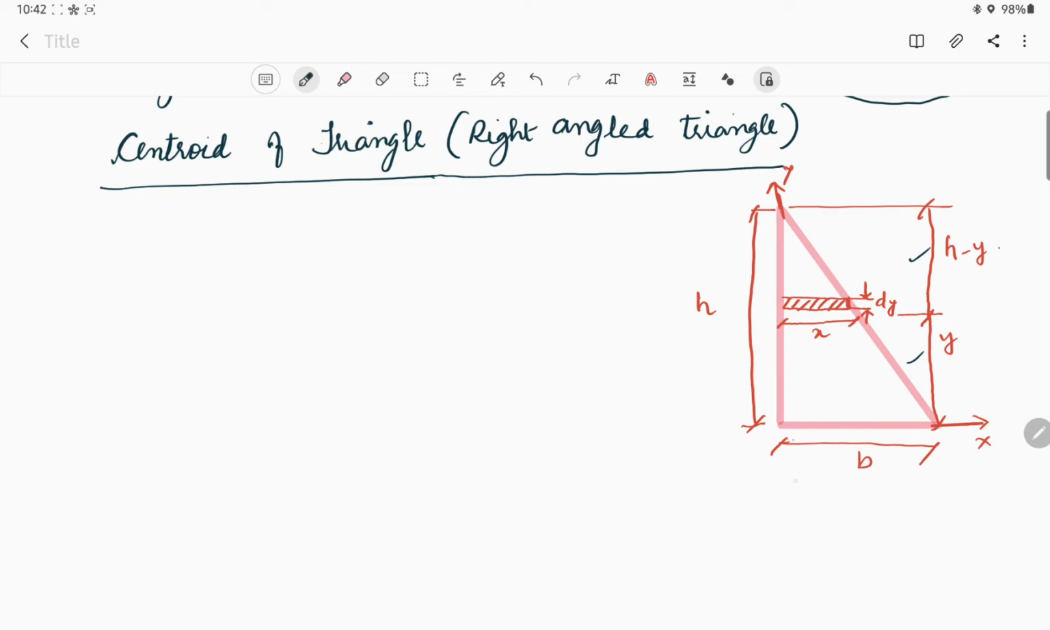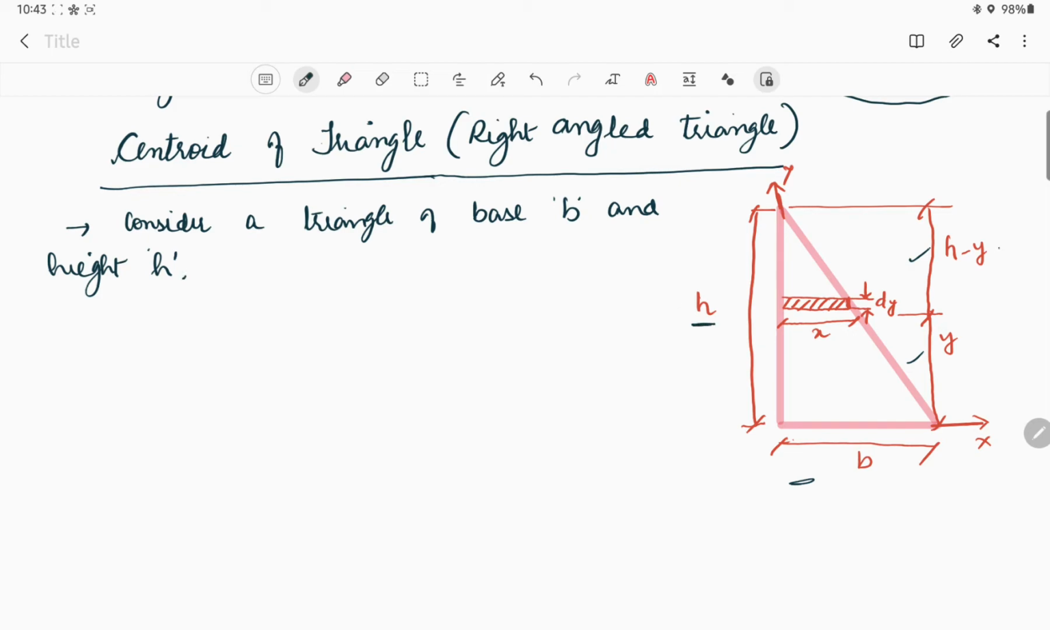Whatever I have done here, I will write in the theory part, that is, consider a triangle of base B and height h. So this is what we have done. We have assumed a triangle of base B and height h.